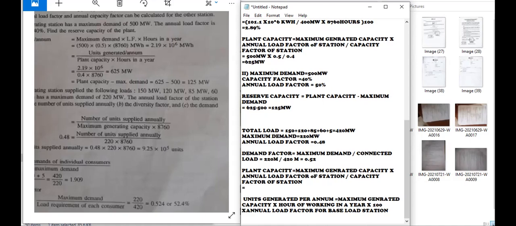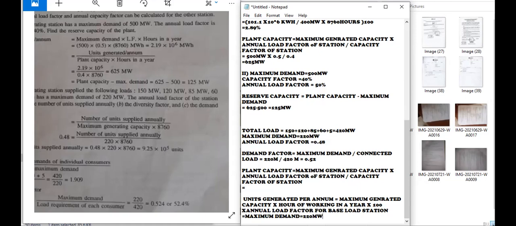So this is where we are. I've made this formula: units generated per annum equals maximum generated capacity times hours of working in a year times the annual load factor. So we just put in the values. What is our maximum generated capacity? Here is the maximum demand. Yes, this is it. So this is the first thing here. Next, times what? Times the hours of working in a year.